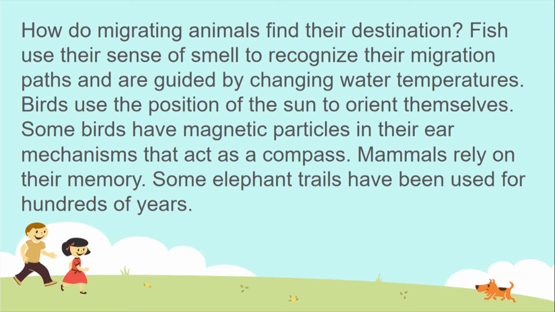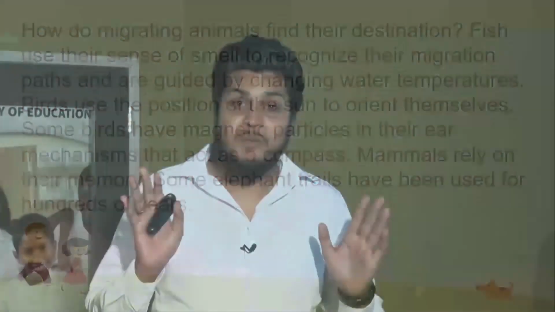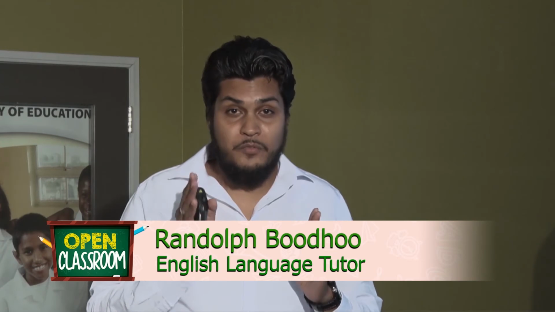Let's read. How do migrating animals find their destination? Fish use their sense of smell to recognize their migration paths and are guided by changing water temperatures. Birds use the position of the sun to orient themselves. Some birds have magnetic particles in their air mechanisms that act as a compass. Mammals rely on their memory. Some elephant trails have been used for hundreds of years. That's a pretty interesting passage. Did you know all of that? Okay, I was really caught up with the new information I was getting.